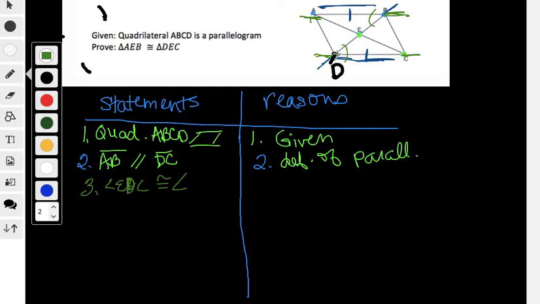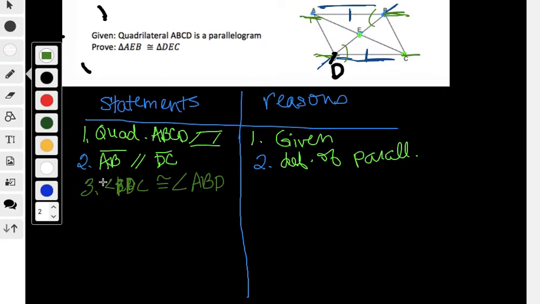So EDC is congruent to ABE, or ABD. You could say it either way. Either way, we're talking about this angle right here. Let's call it ABD. Let's call this angle BDC. I'm just renaming it, guys, but it's the same angle, okay? Just instead of calling it by this midpoint, I'm calling it by the outside letters.